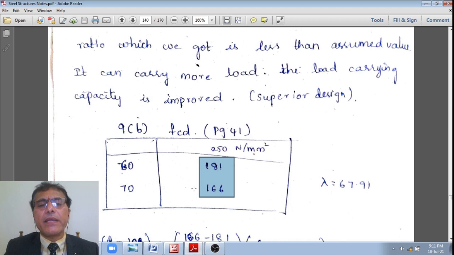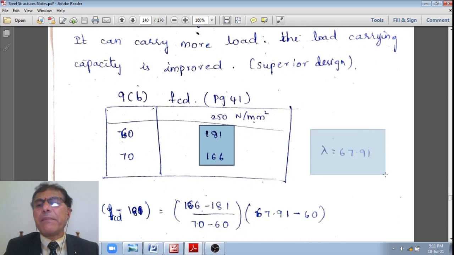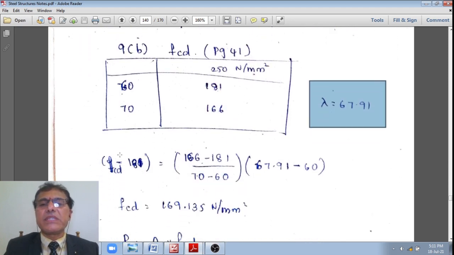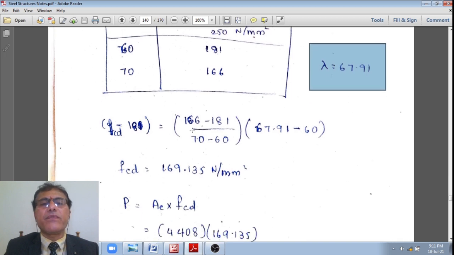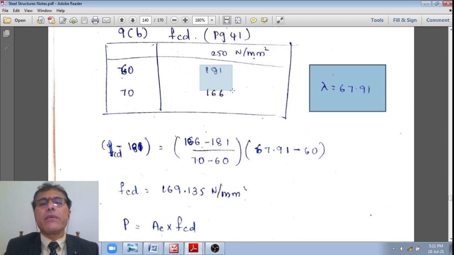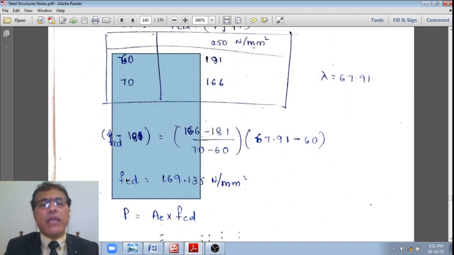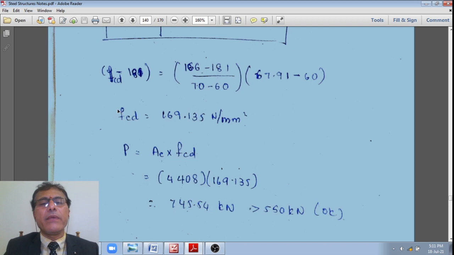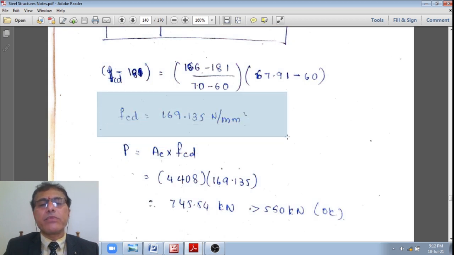Now I'll interpolate. For lambda, the slenderness ratio, equal to 67.91, that is nothing but 181 minus (181 minus 166) divided by 10 over a difference of 7.91. That now works out: fcd is equal to 169.14 Newton per mm² approximately.